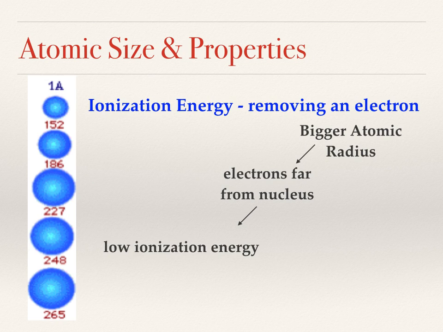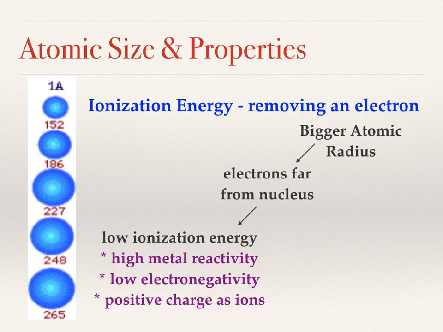In terms of reactivity, as you go down and to the left, those are your metals. And so as you go down to the left, you're going to have a high metal reactivity. You're going to have a low electronegativity, because electronegativity is how well that atom holds onto its electrons. And because these atoms have a tendency to lose electrons, they become positively charged as ions.